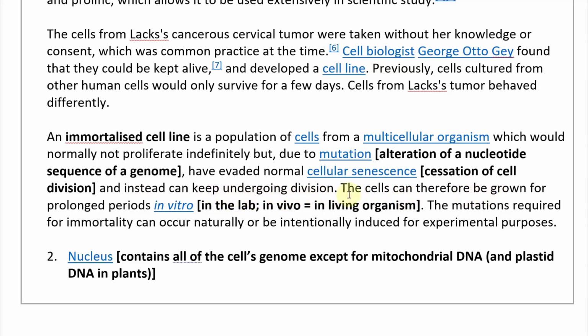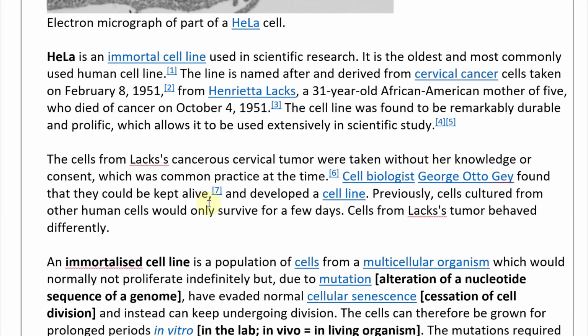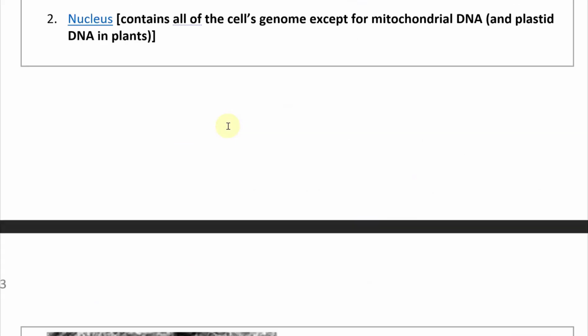The cells can therefore be grown for prolonged periods in vitro, or in the lab, whereas in vivo is in a living organism. The mutations required for immortality can occur naturally or be intentionally induced for experimental purposes. So that's a fascinating little sidetrack over here on this HeLa cell.